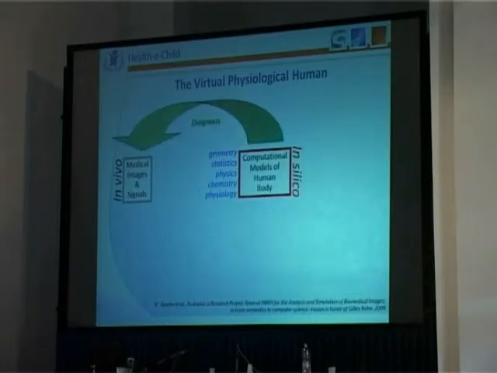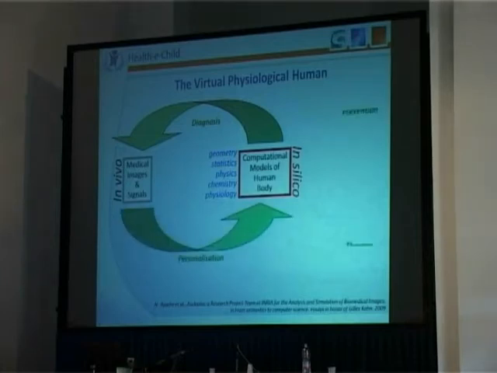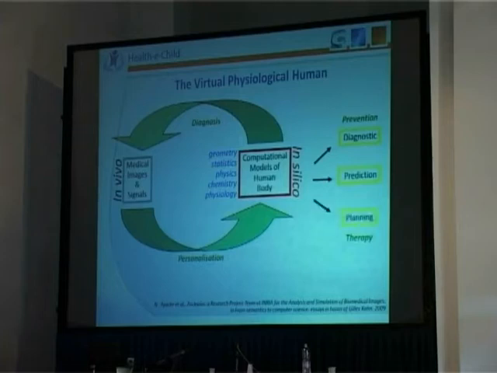Because you can use the computational models to improve the diagnosis, to help understand what you see in the medical images, for instance. But you can also use the images to personalize your models and then improve the prevention and the therapy of a given patient by improving the diagnostic, the prediction, how will be the heart after a surgery, and also the planning, when is it the right time for surgery.